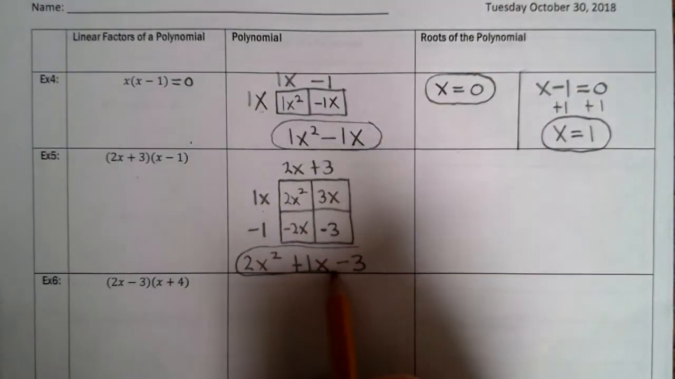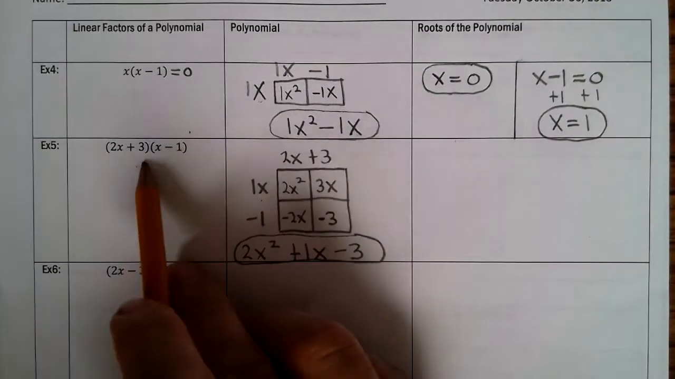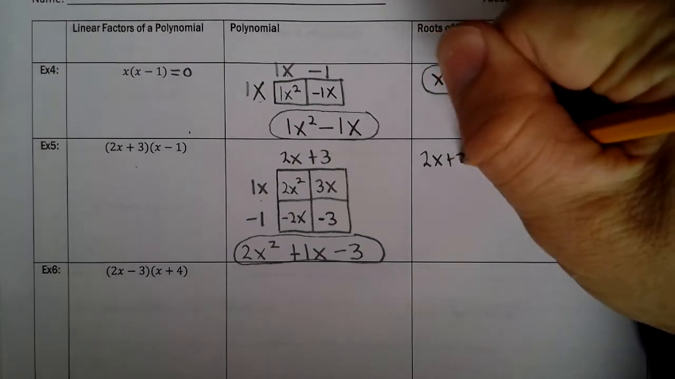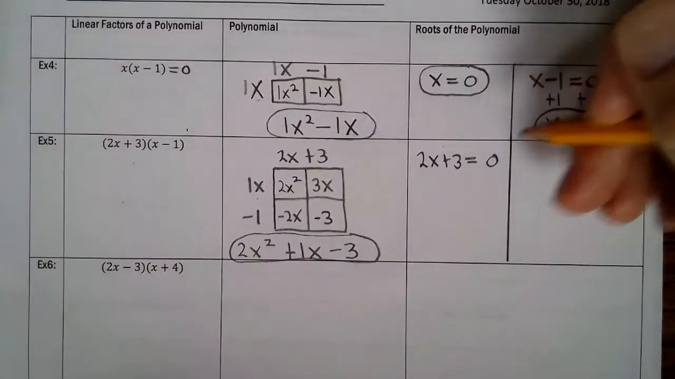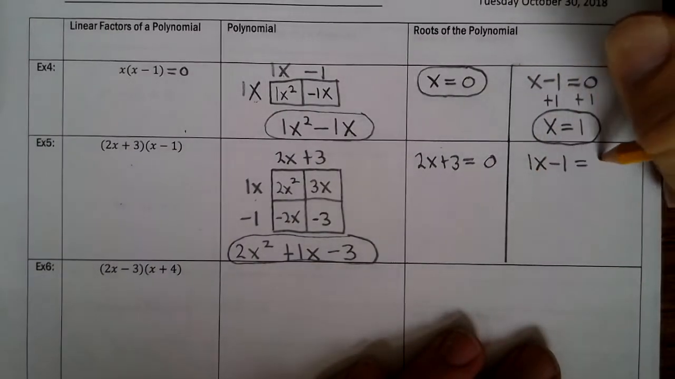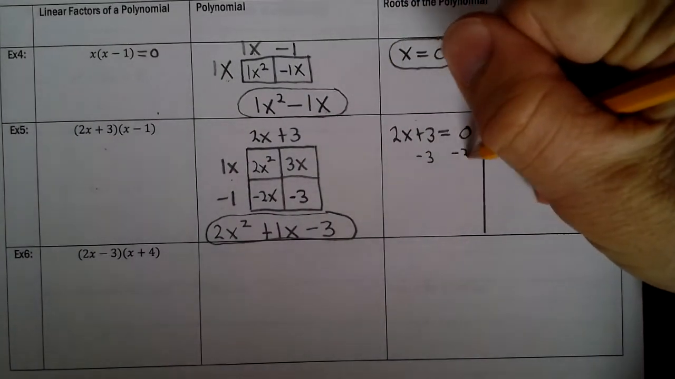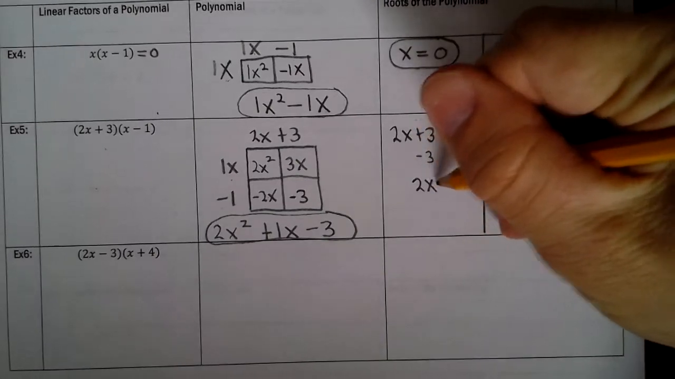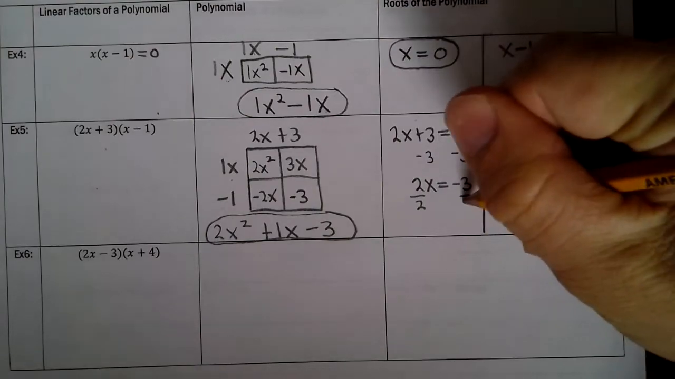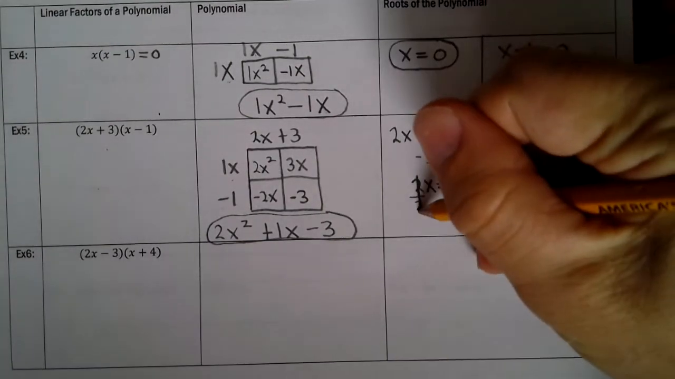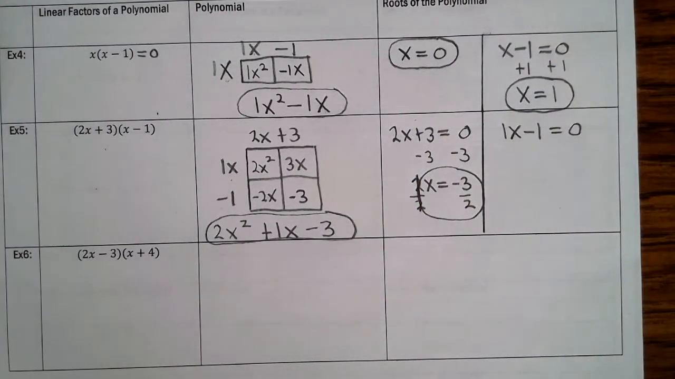All right, now to find the roots, we come back to here. We set 2x plus 3 equal to 0. And 1x minus 1 equal to 0. So we subtract 3 from both sides. So then you get 2x equals negative 3. Divide both sides by 2. So that becomes 1. So then x equals negative 3 divided by 2. Here we add 1 to both sides. So 1x equals 1.